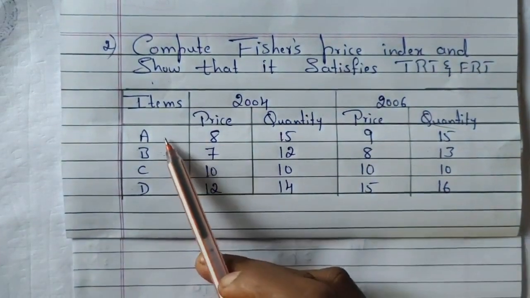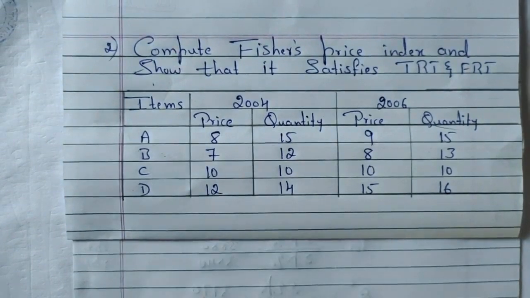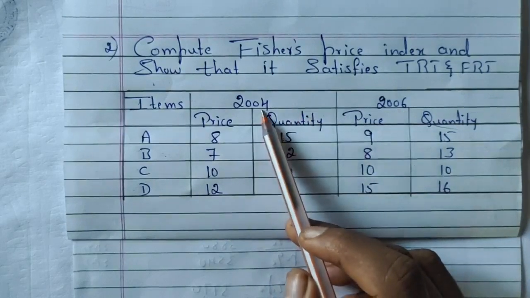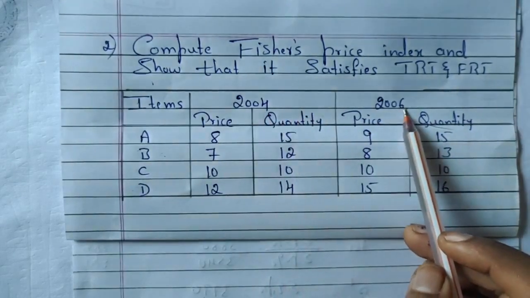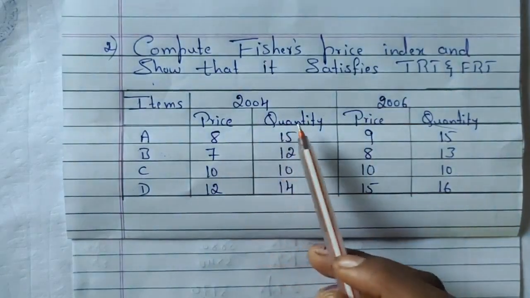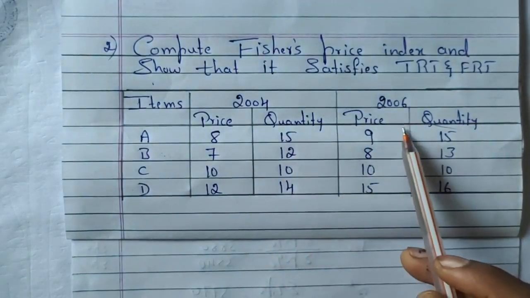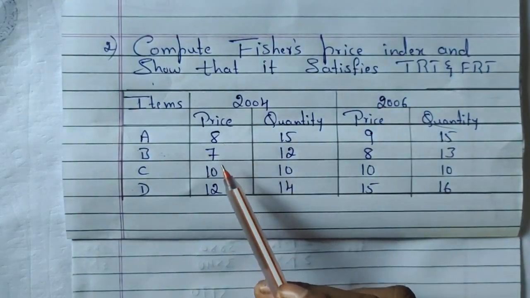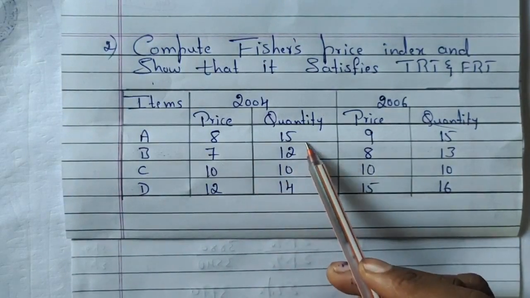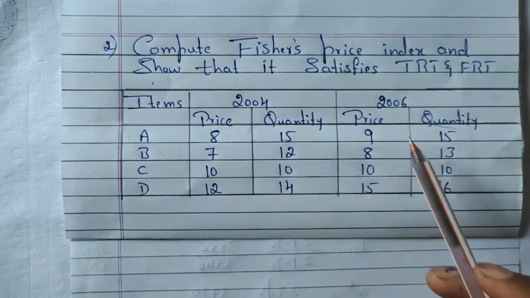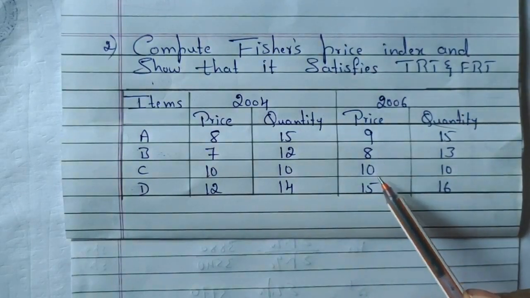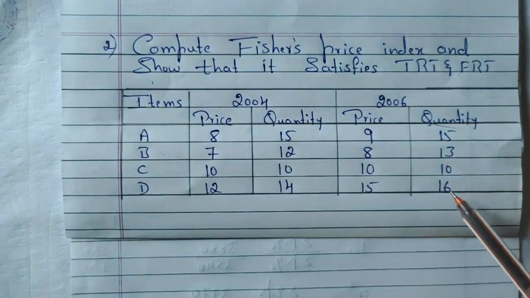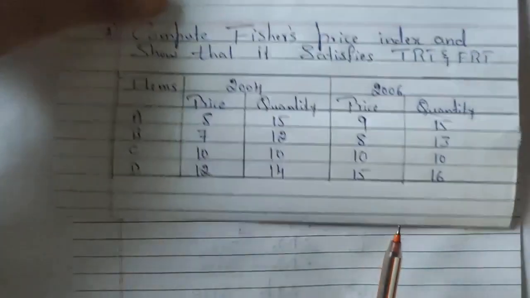Now the given items are A, B, C, D and 2004 and 2006 years are given here. So 2004 is the base year, 2006 is the current year. In 2004 price and quantities are given. In 2006 also price and quantities are given. So prices are 8, 7, 10, 12, quantity 15, 12, 10, 14. In the current year, price 9, 8, 10, 15, quantity 15, 13, 10, 16. Now go to the solution part.